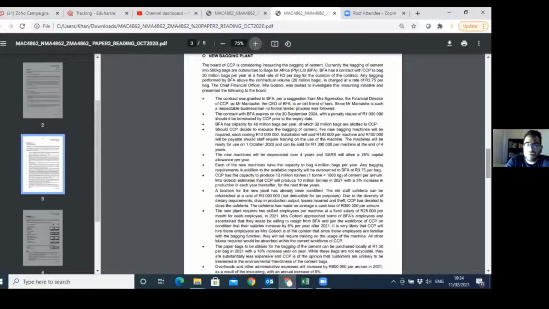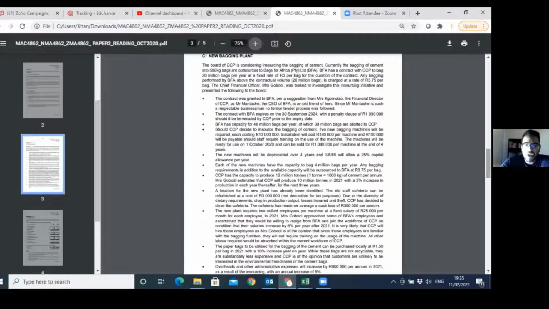The cafeteria has made on average a cash loss of 300,000 rand per annum. Because we're closing the cafeteria, we're no longer making a 300,000 rand loss. So you must bring that into your capital budgeting, into your NPV calculation, as a positive 300,000 rand, because you're no longer losing 300,000 rand as a result of closing the cafeteria. If you were making a profit of 300,000, then you'd have to bring in a negative 300,000 rand.